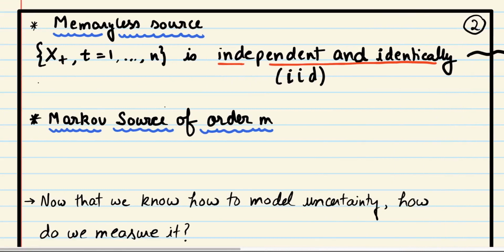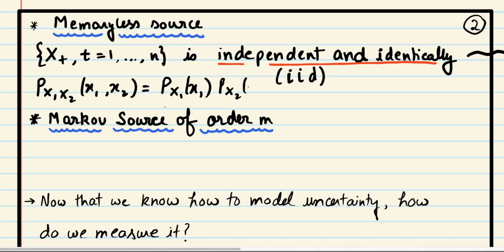So what do we mean by identically distributed? Take two random variables, let's say x1 and x2. What is the probability of capital X1 being small x1 and the second random variable capital X2 being small x2? Since they are independent, it's the product of two probabilities: the probability of X1 being x1 and the probability of X2 being x2. And since they are identically distributed, this is also equal to p of x1 times p of x2, because all of them have the same common distribution p of x. Okay, so these are what independent and identically distributed random variables are.